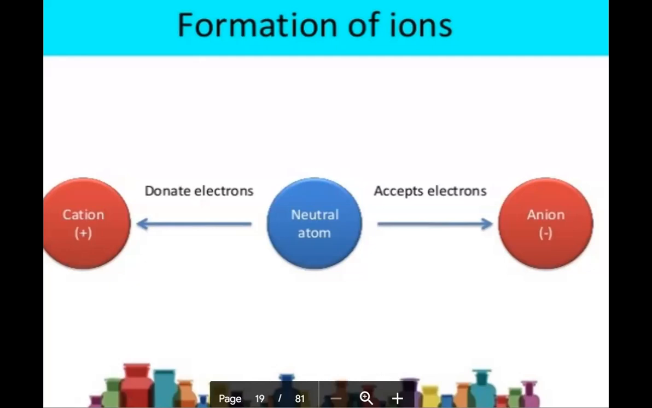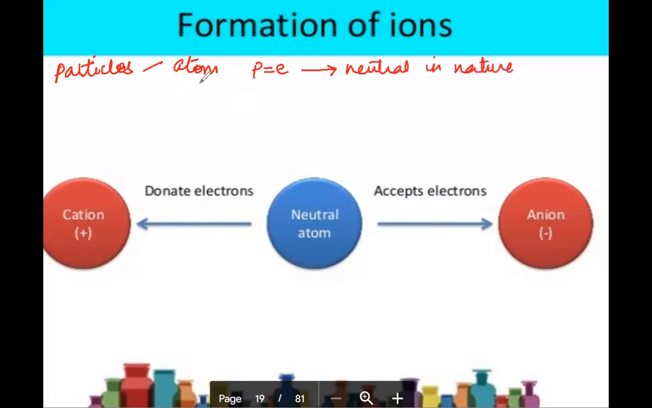So now we know there are 2 types of particles. The number 1 particles are atoms. In atoms, the number of protons and the number of electrons are the same. That is why they are said to be neutral particles. They are neutral in nature.